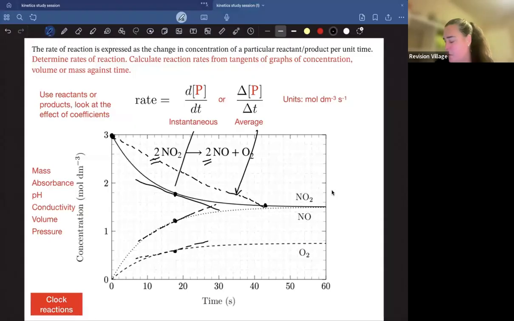You're just going to say that the rate is proportional to 1 over the time it took for the solution to turn black or for the cross to disappear. That was a question on one of the May exams.